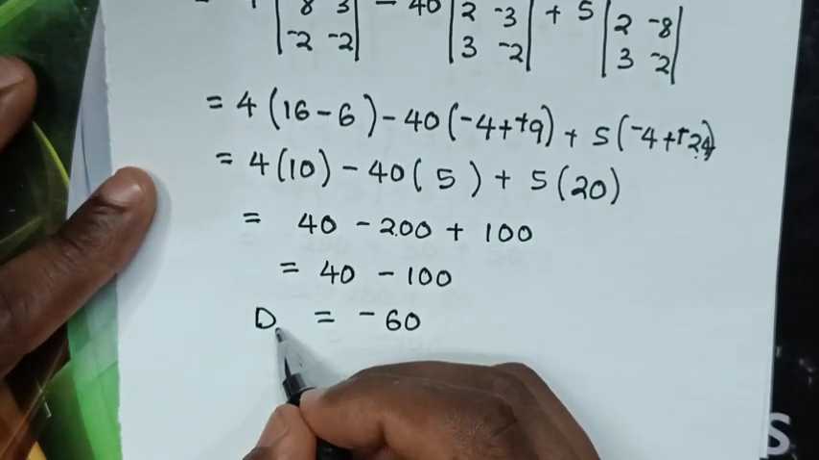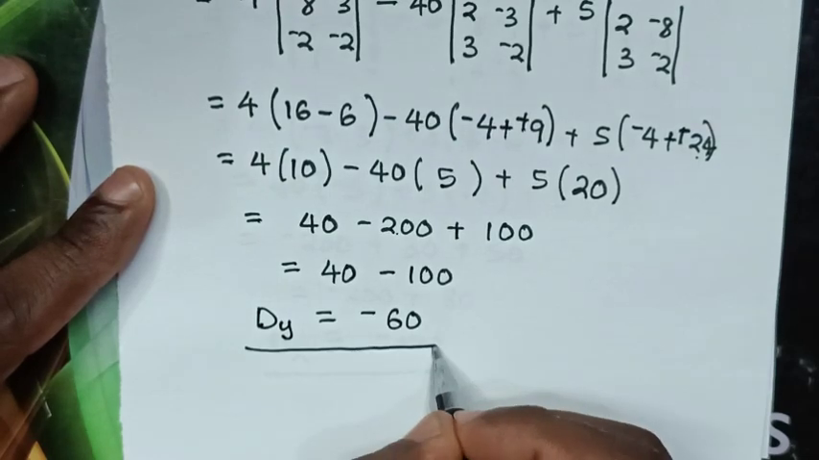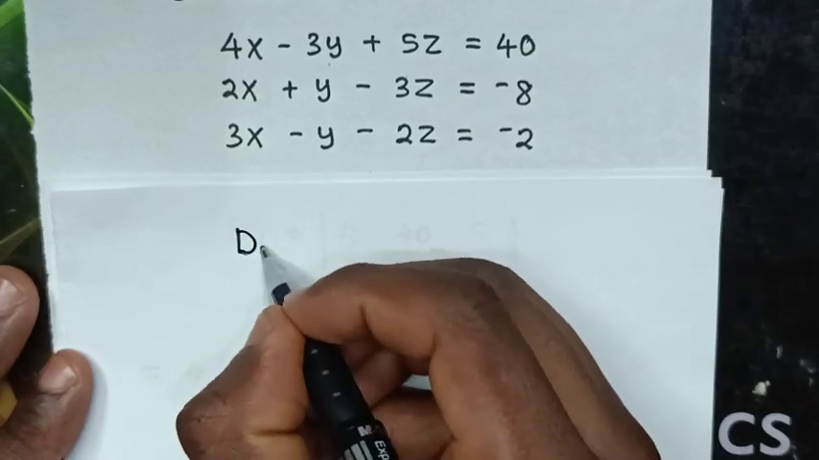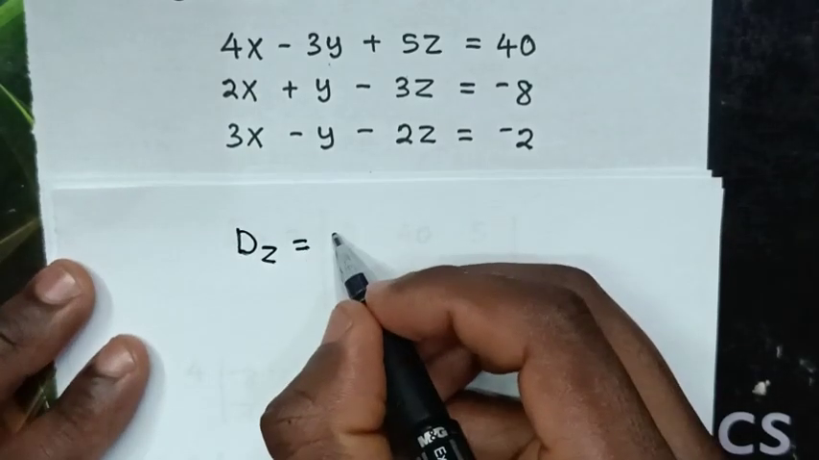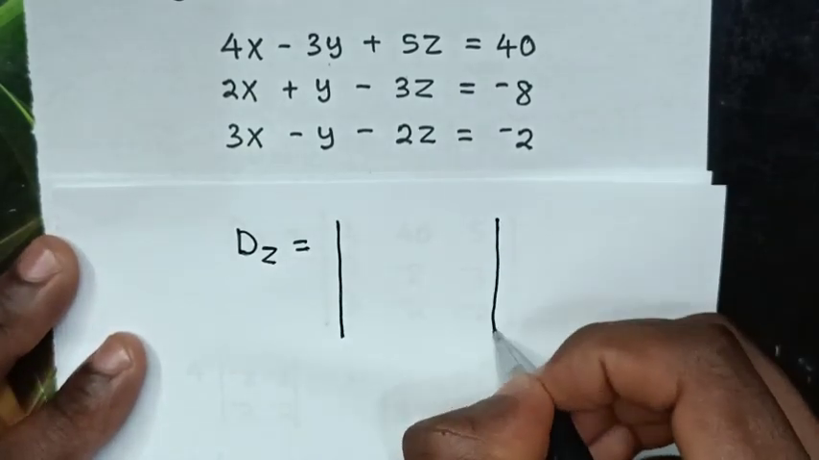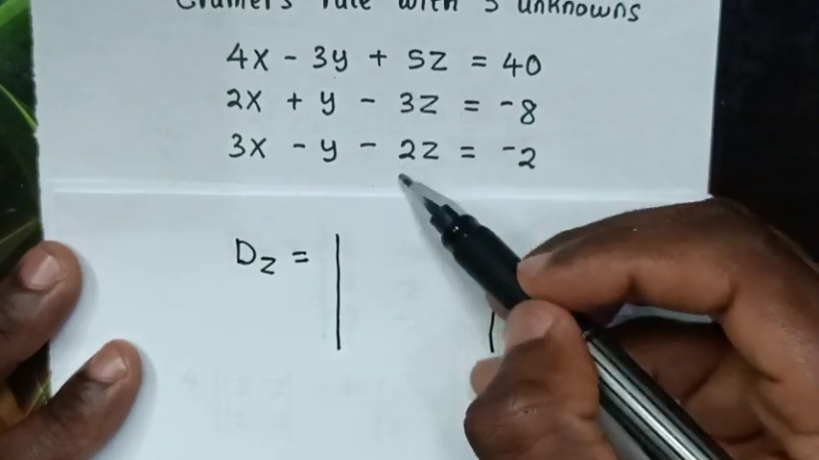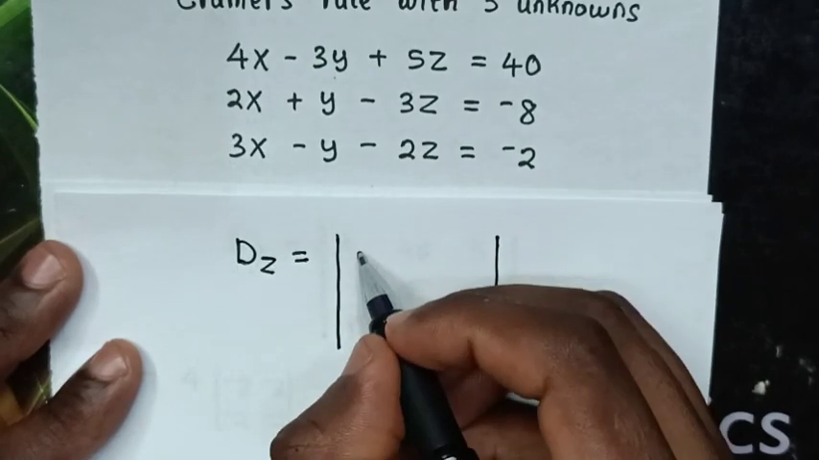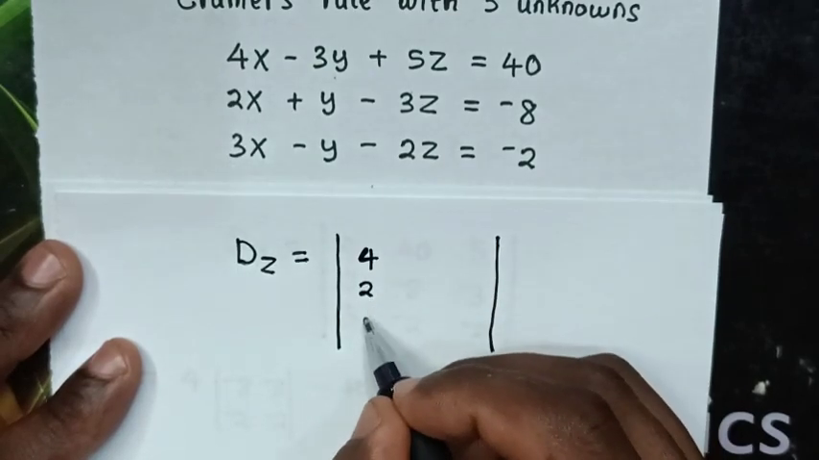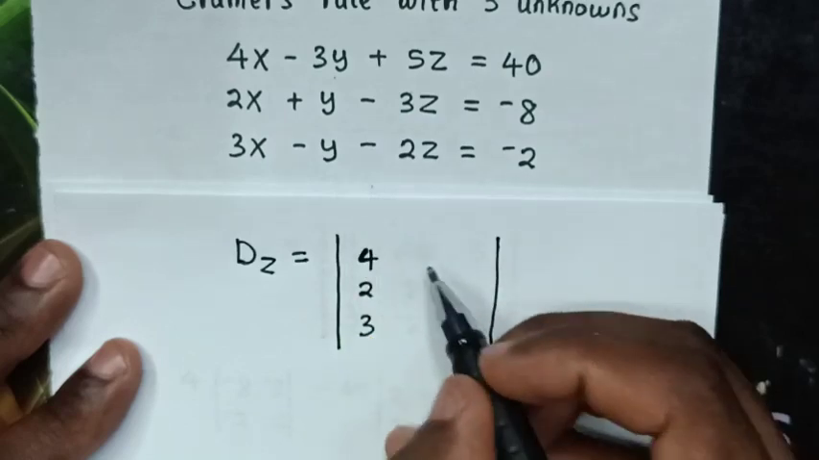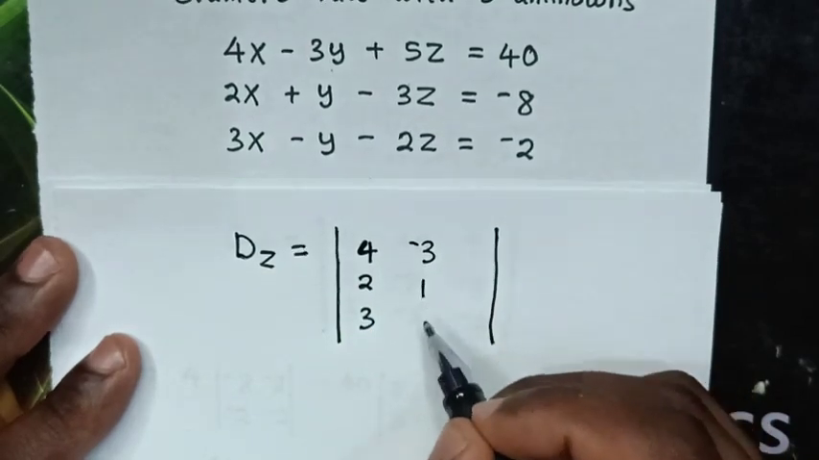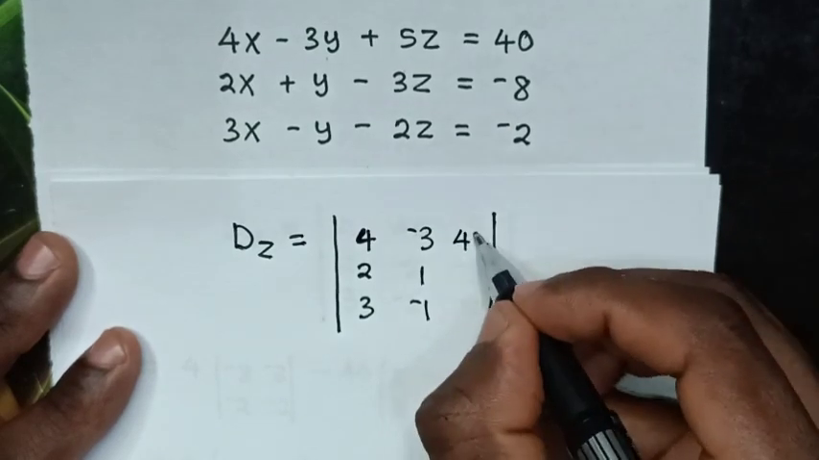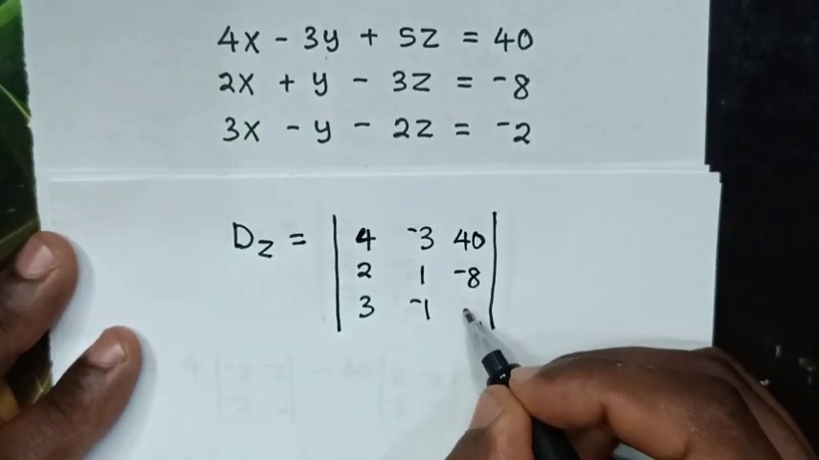So this is the value of dy, determinant of y. Then in next step, we'll find determinant of z is equal to, in the column of z, we'll replace with this. So in the column of x is 4, 2, 3. In the column of y is negative 3, 1, negative 1. In the column z, we replace with this. So to be 40, negative 8, negative 2.